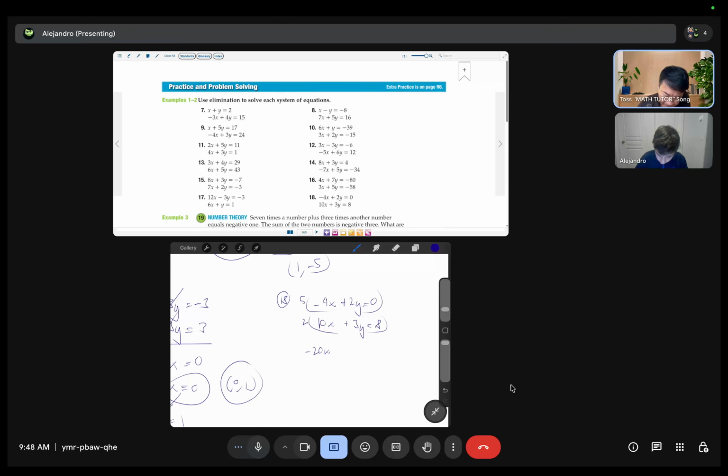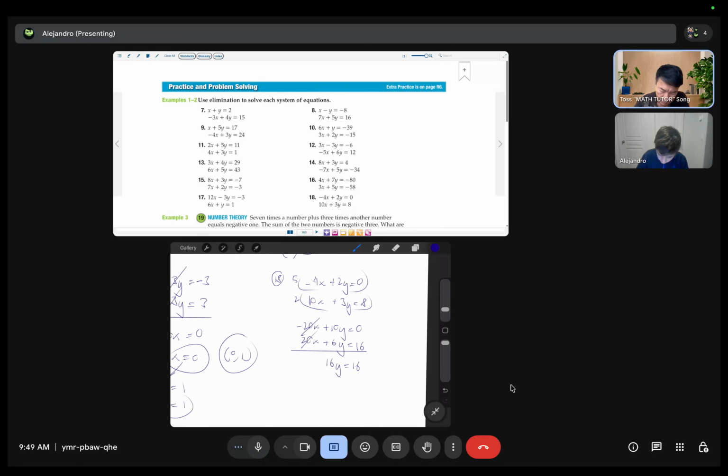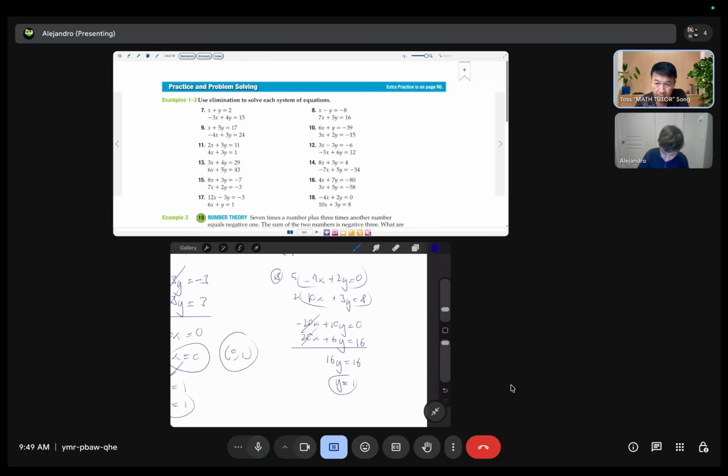Negative 20x, 10y equals 0. 20x plus 6y equals 16. Then add them straight down. 16y equals 16. So y equals 1. And plug it back in for the x. I'll plug it in the second equation. So 10x plus 3 times 1 equals 8.